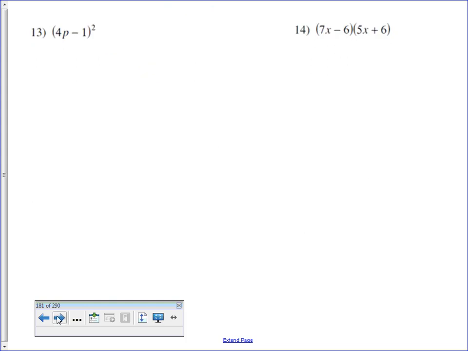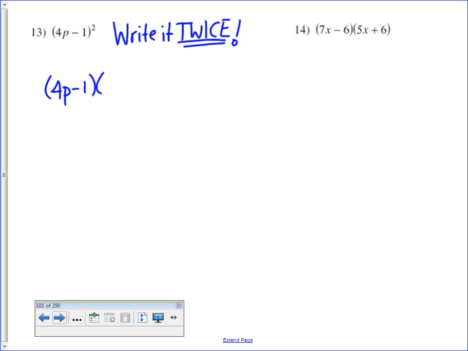Now, when I have a question like number 13, 4p minus 1, and that entire quantity is squared, please do me a really big favor and write it twice. You're going to hear me say this all of the time. So this really means 4p minus 1 times 4p minus 1. And then you could use the box method, your 4 by 4 box, to then multiply that out. But if you do not write it twice and just distribute that exponent, you will not get the correct answer. You have to write that out twice.